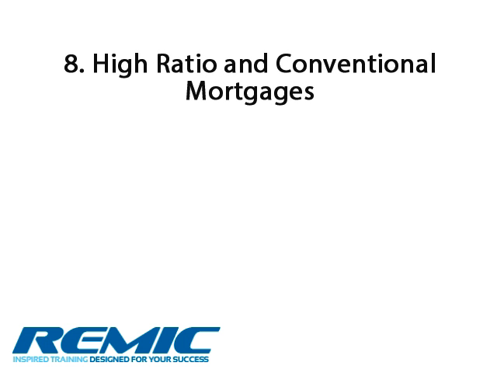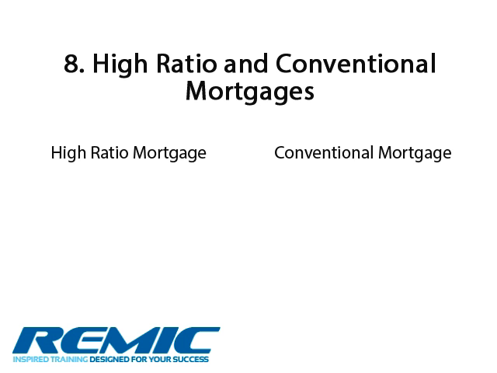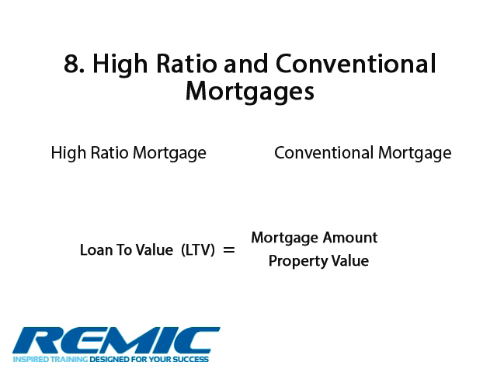Section 8. Conventional and high-ratio mortgages. A mortgage can be described as either conventional or high-ratio. To determine how a mortgage is classified, the loan-to-value of the mortgage must first be calculated. This is calculated by dividing the mortgage amount by the value of the property. A high-ratio mortgage is one that exceeds 80% loan-to-value.